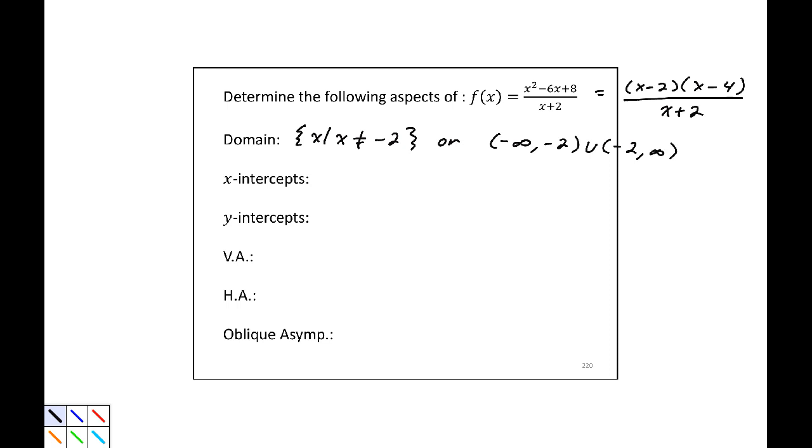Now, x-intercepts will be the values that make our numerator equal to 0. So because our factors are x minus 2 and x minus 4, that means our x-intercepts are (2, 0) and (4, 0).